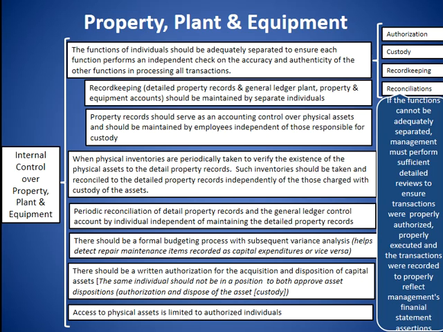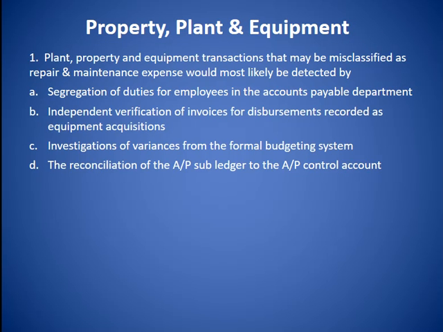So let's take a look at an internal control question for property, plant, and equipment. Plant, property, and equipment transactions that may be misclassified as repair and maintenance expense would most likely be detected by... So again, choose your correct answer. As you're doing that, stop the video, and when you're ready to review your answer, go ahead and restart the video.